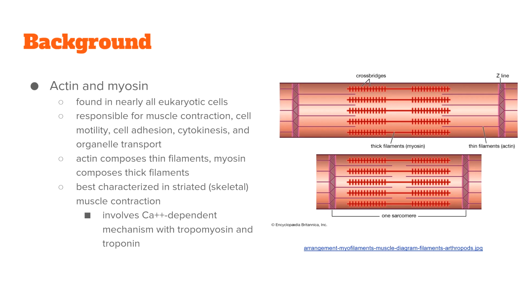If you look in this diagram on the right, we have a myofilament, and we see that actin composes the thin filaments, while myosin composes the thick filaments. Their interaction is best characterized in skeletal muscle contraction, in which they undergo a calcium-dependent mechanism with tropomyosin and troponin.